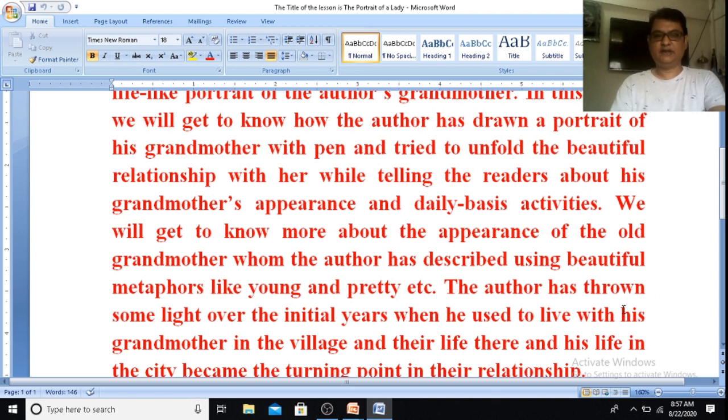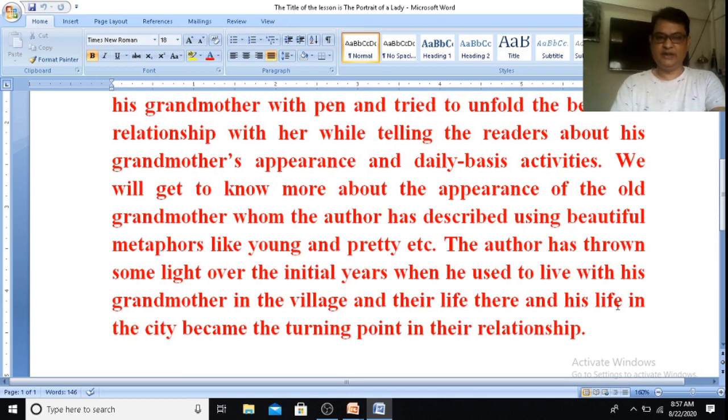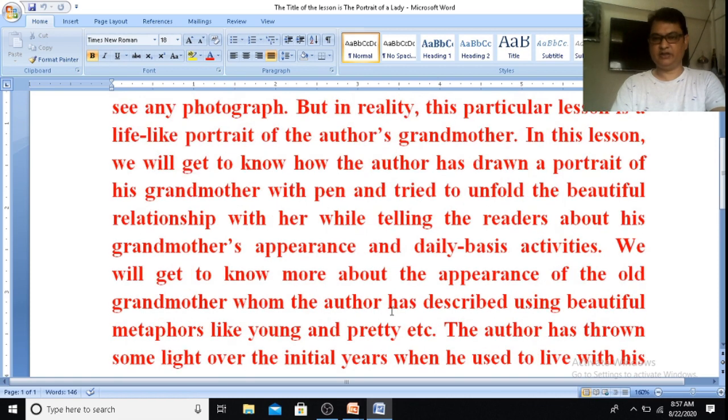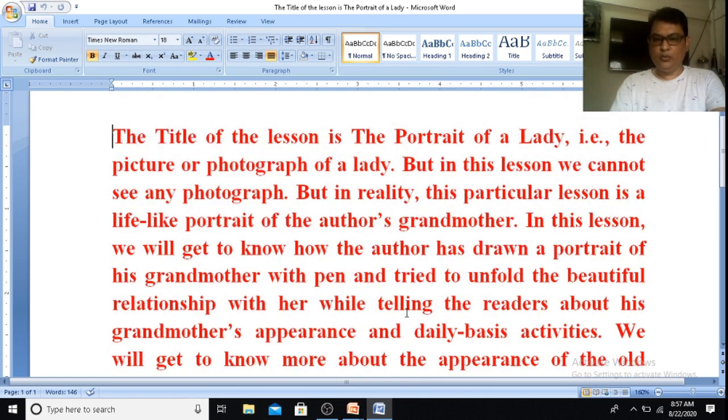The author has thrown some light over the initial years when he used to live with his grandmother in the village and their life there, and his life in the city became the turning point in their relationship. So, from the title, we can actually expect an excellent pen picture of a particular lady, and that lady is nothing but the author's grandmother, Lakshmi Devi. This description of the lady will give us a really interesting story of that lady and her relationship with the author.